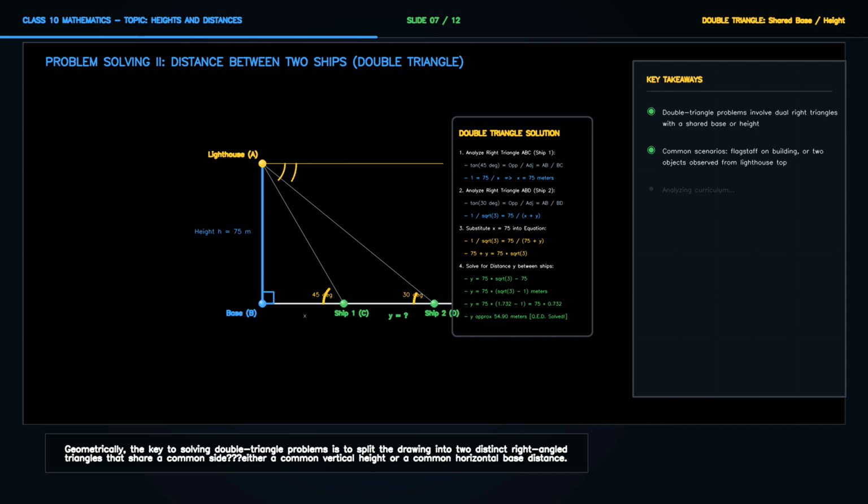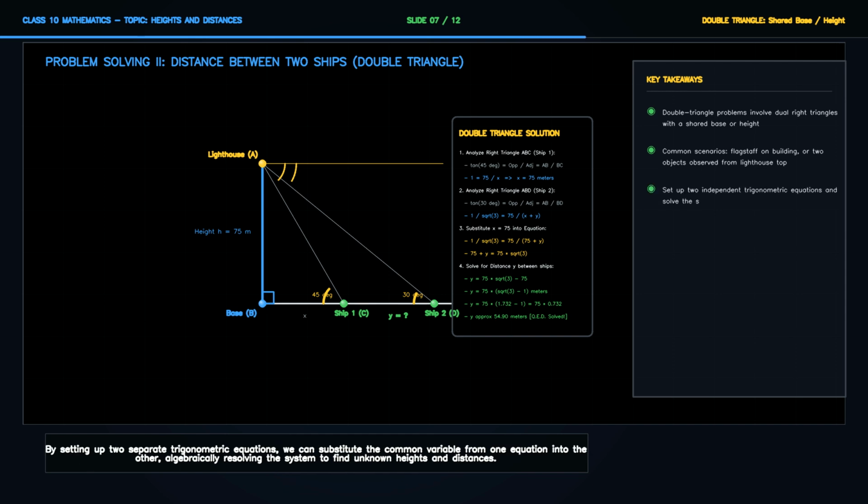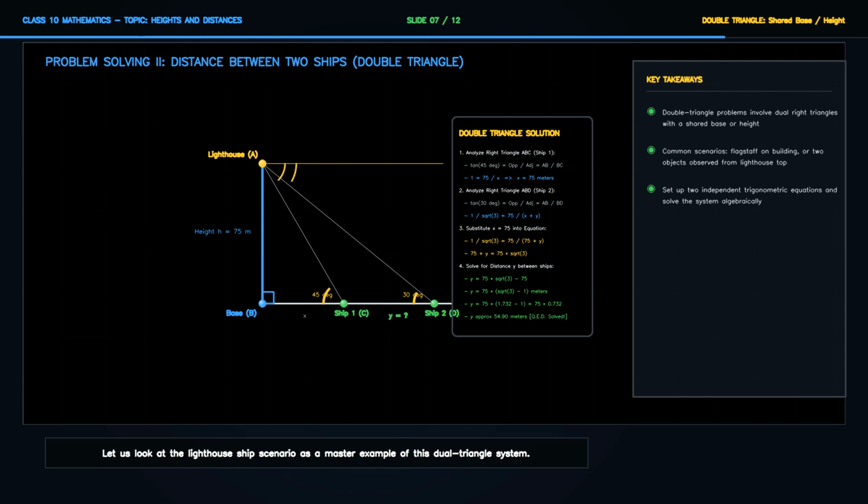Geometrically, the key to solving double triangle problems is to split the drawing into 2 distinct right-angled triangles that share a common side, either a common vertical height or a common horizontal base distance. By setting up 2 separate trigonometric equations, we can substitute the common variable from one equation into the other, algebraically resolving the system to find unknown heights and distances. Let us look at the Lighthouse ship scenario as a master example of this dual triangle system.